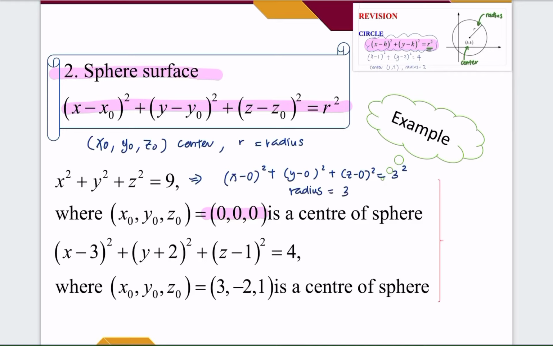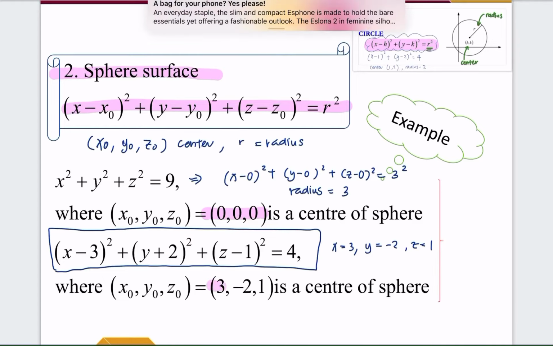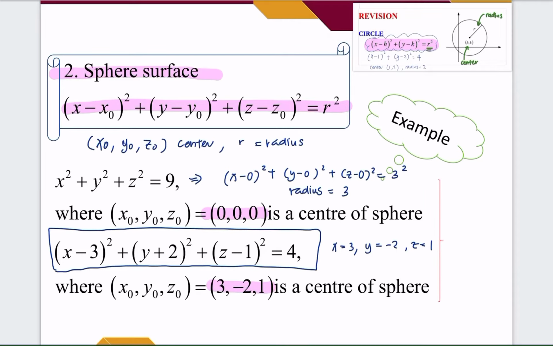Alright, so let's look at the next example. We have x minus 3 squared, y plus 2 squared, z minus 1 squared equal to 4. So in this case we have x equal to 3, y equal to minus 2, and z equal to 1 for the center of the sphere, with radius 2, because we have 4, meaning 2 squared. So the radius is 2 units.